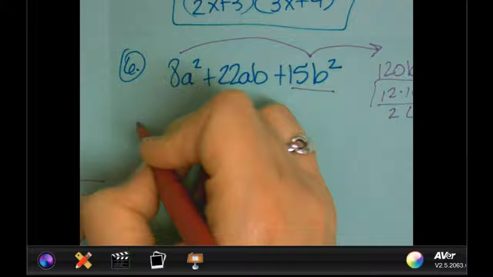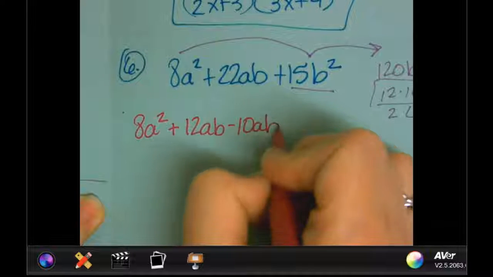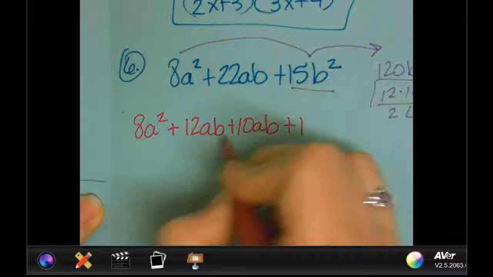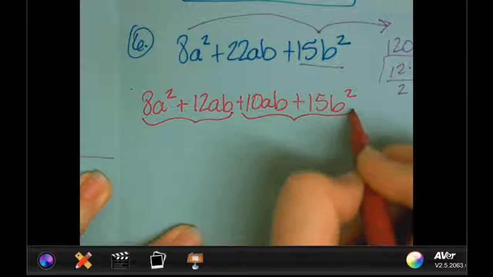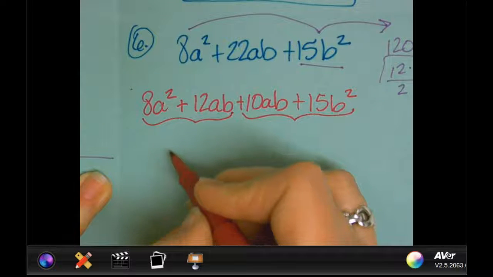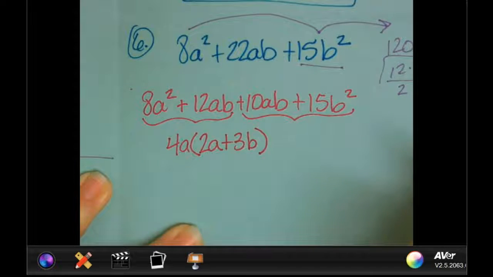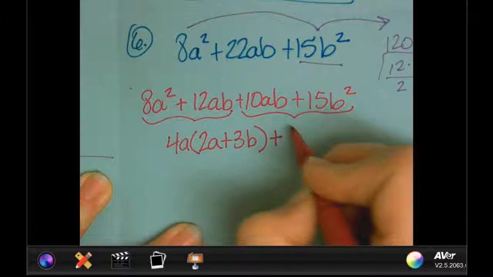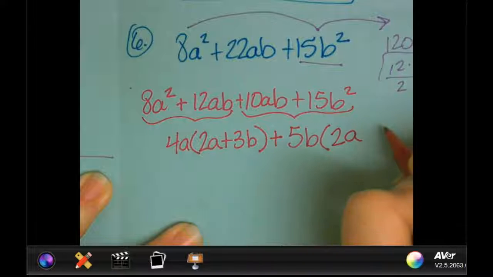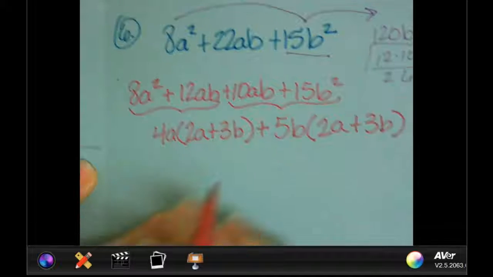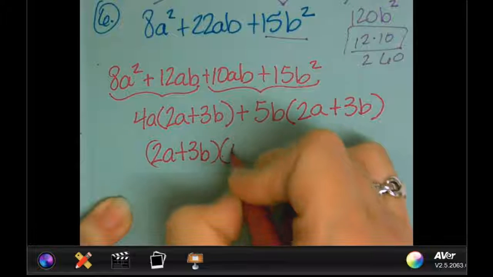So I've got 8a squared plus 12ab minus 10ab plus 15b squared. You're not allowed to make stuff up. So I group these together. What's my GCF here? 4a. So that leaves me with 2a plus 3b. And then here, it's going to be plus, my GCF is 5b. This leaves me with 2a plus 3b, which is what we're hoping for. Right? So this gives me 2a plus 3b times 4a plus 5b.